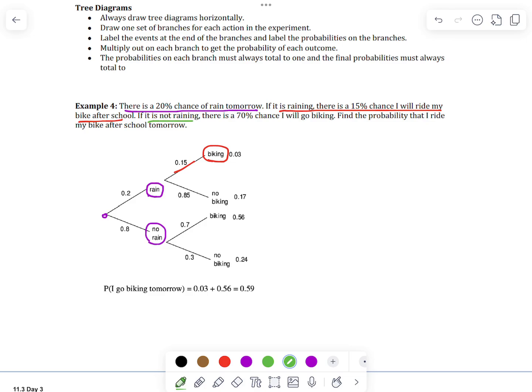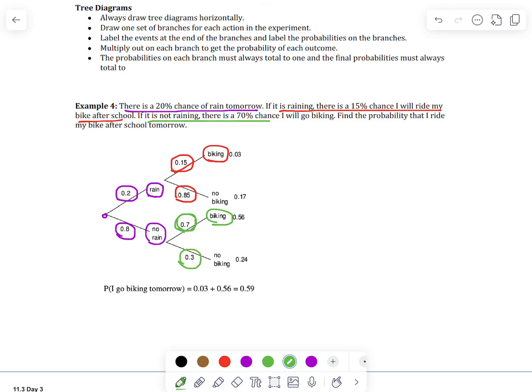Then it says, if it is not raining, there's a 70% chance. So no rain, 70% chance that I will ride my bike. And what we need to do is fill out the rest of the tree diagram. So if this is 20%, then the other 80% is the other branch. If this is 15%, then the other branch will also total 1, 85%. And if this is 70%, then this would be 30%.